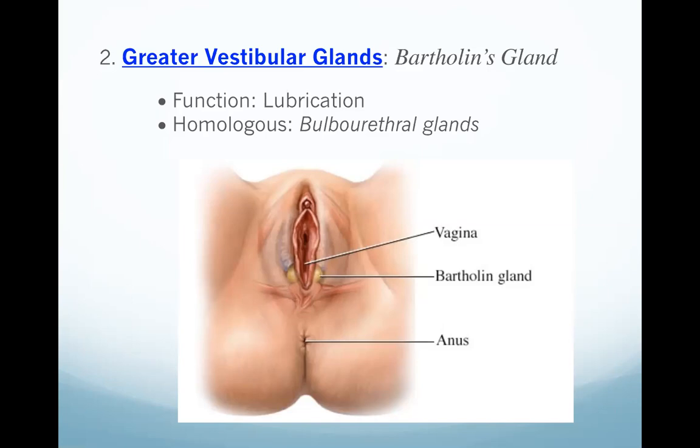So in females, we have the bulb of the vestibule that these are going to be associated with. The greater vestibular glands, also called Bartholin's glands, are going to have a lubricant. And this tends to be a little bit more viscous, and so oftentimes can actually get clogged or block the aperture to the gland, and you can get what's called a Bartholin cyst. Very similar to a pimple that you might have.